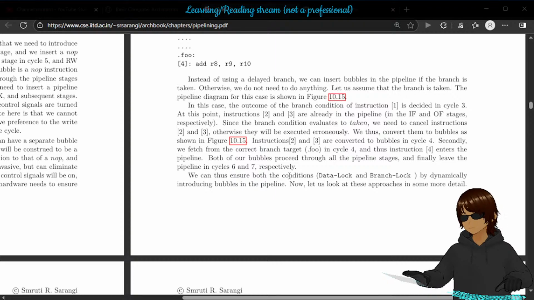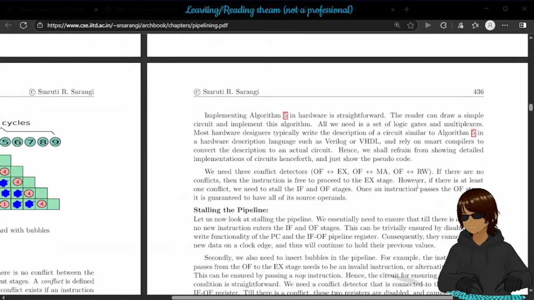We can thus ensure both the conditions, data lock and branch lock, by dynamically introducing bubbles in the pipeline. Let us now look at these approaches in some more detail.